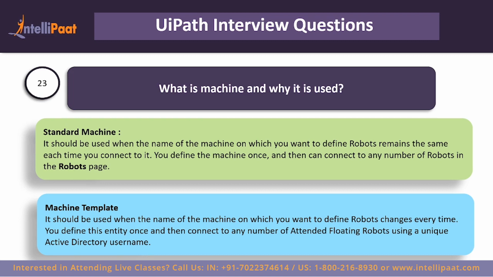Whereas a machine template is used when the name of the machine on which you want to define robots changes every time. So you define this entity once and then connect it to any number of attended floating robots with a unique Active Directory username. So basically, it is kind of a machine template where you define it so that you can attach any number of floating robots that can come and work on it. So that is what a machine template is.